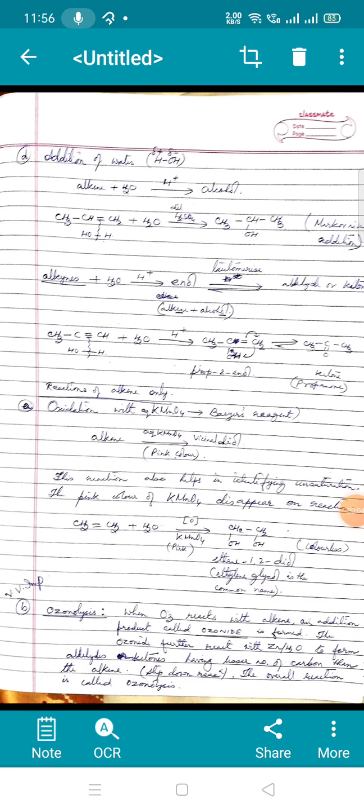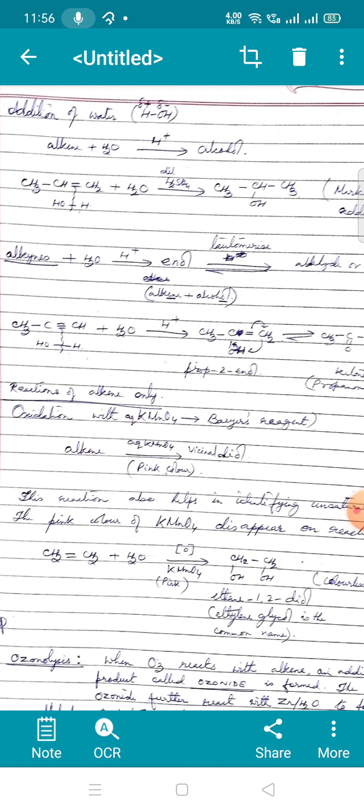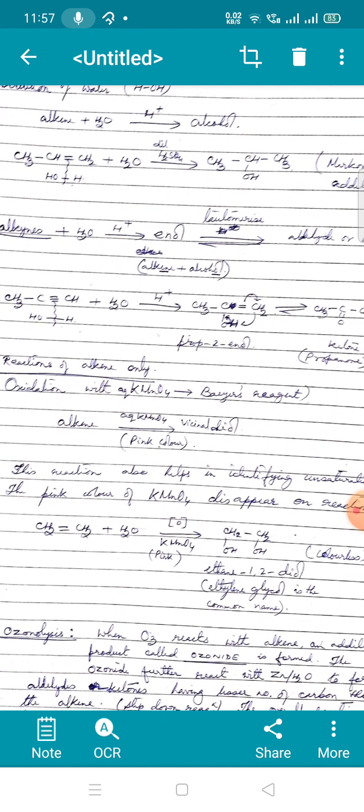Alright, let us continue the discussion. Now, whenever alkynes react with water, the reaction is slightly different. The first step is very similar to that of Markovnikov's addition. So here in alkynes, one of the double bonds will break and water will get added according to Markovnikov's rule. So there will be one double bond existing and one OH added.